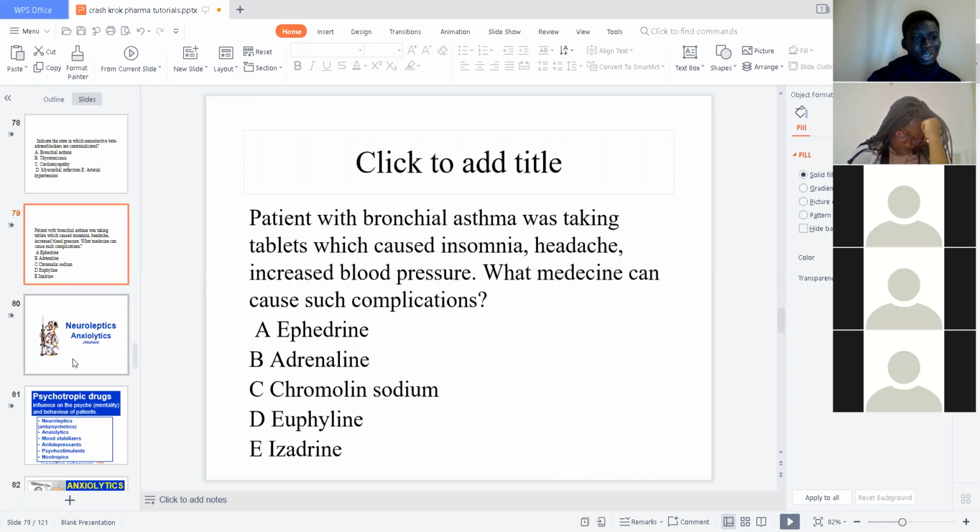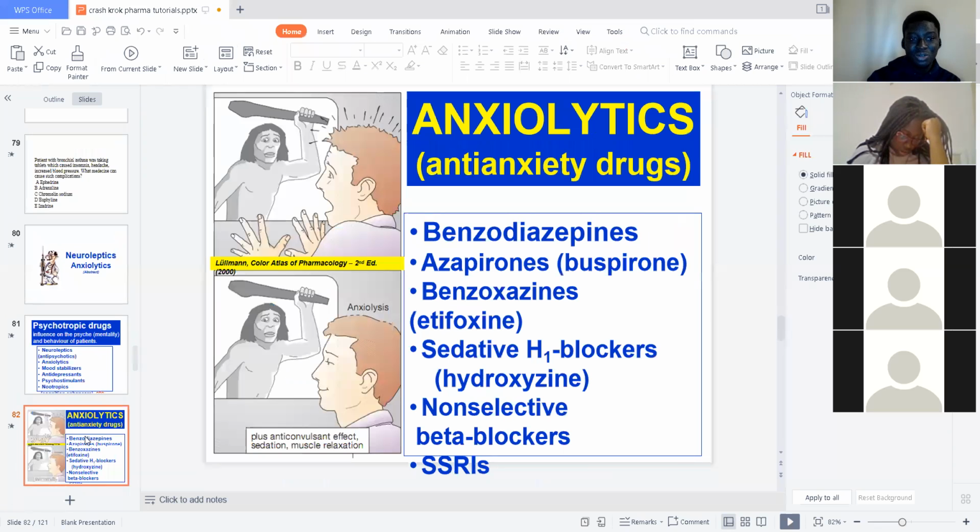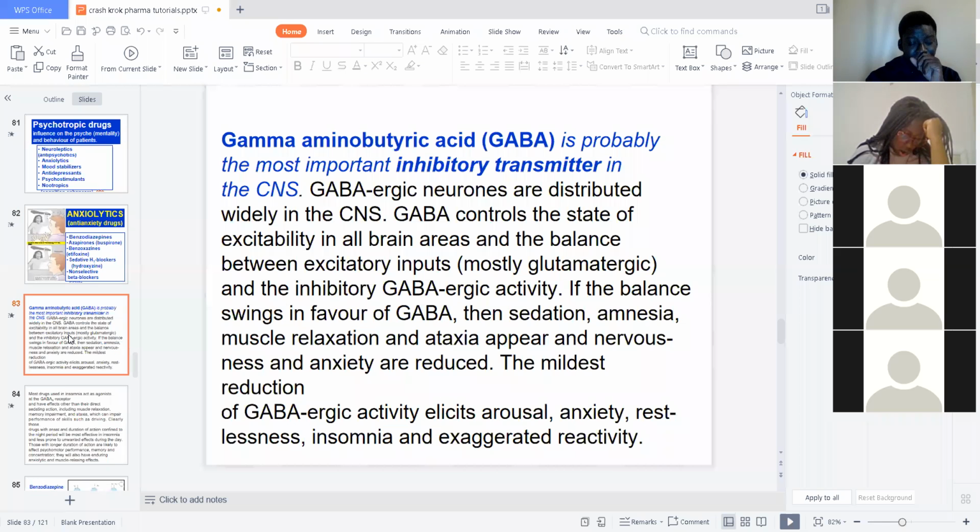No? Okay. So now we're moving on to neuroleptics and anxiolytics. For anxiolytics, the most popular drugs are benzodiazepines. Benzodiazepines act on GABA. GABA is an inhibitory neurotransmitter. If there's too much GABA, you're going to have sedation. If there's too little GABA, you're going to have insomnia and hyperactivity. So GABA has to be properly balanced. With excess, you basically have mania.